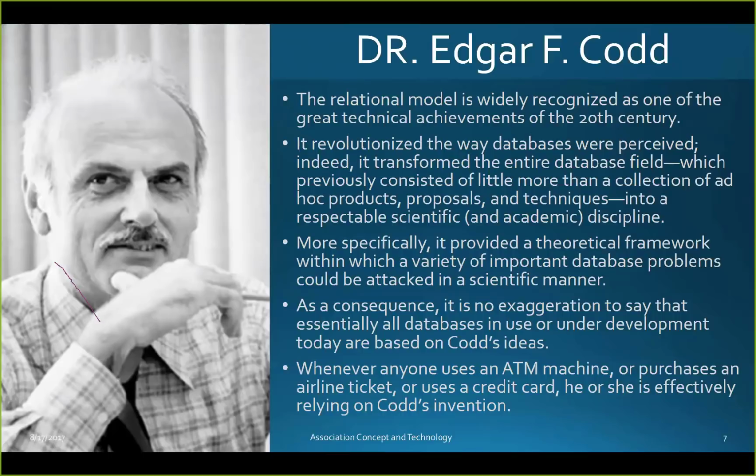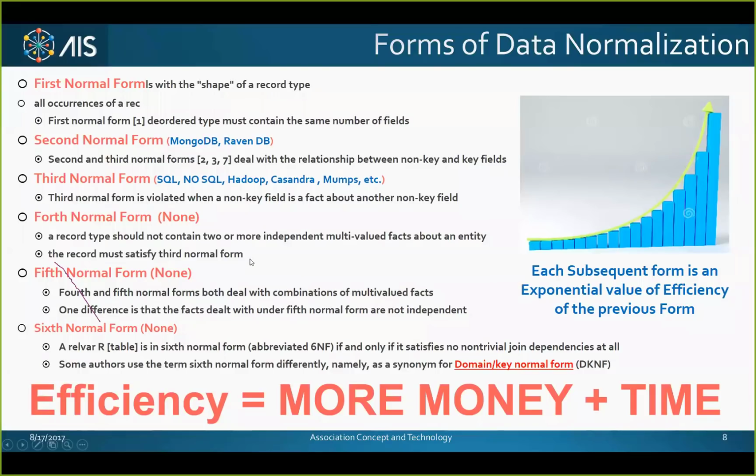Everyone has been comfortable with relational theory. So whenever anyone uses an ATM, makes a purchase of any kind, anything that you do in the world today is related to a database. That's very important to remember. So this is the end result of this man's work. He created essentially a mathematical algorithm, an algebraic equation, that defined what each form of normalization brought to the table, as you'll see in the first through sixth normal forms.